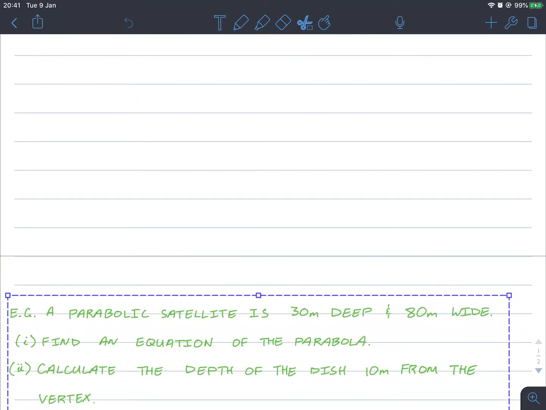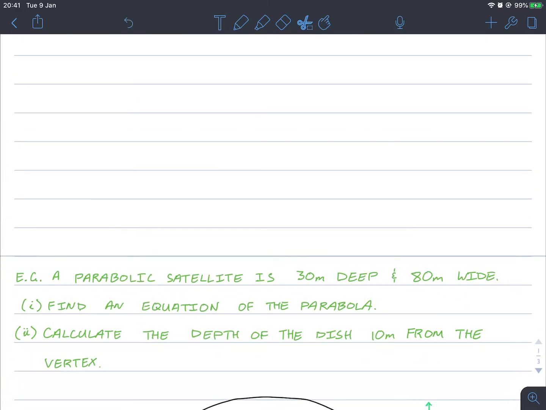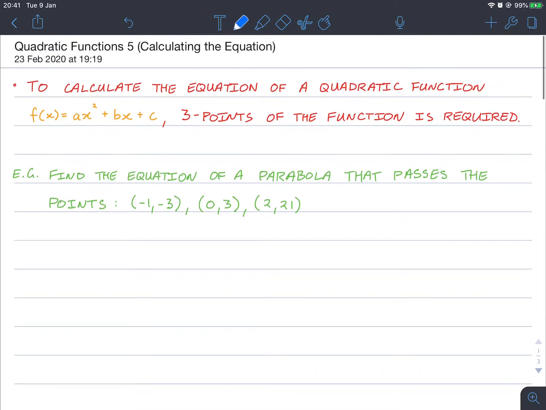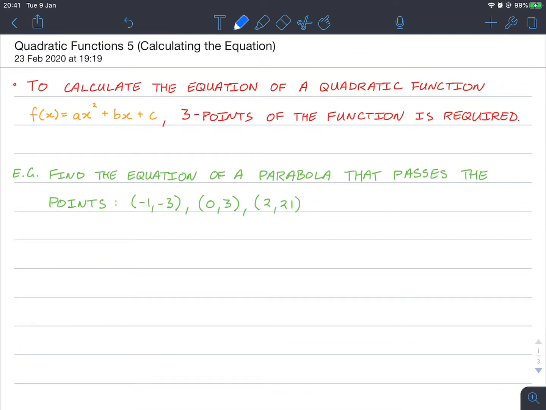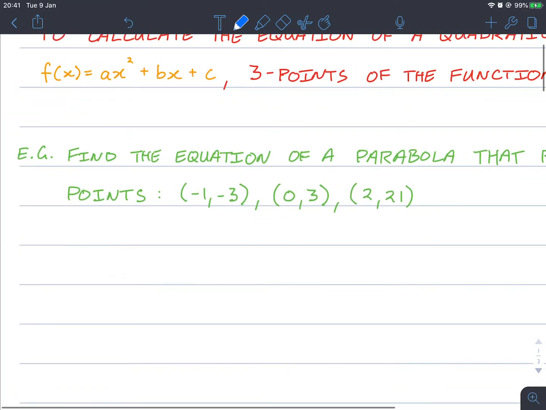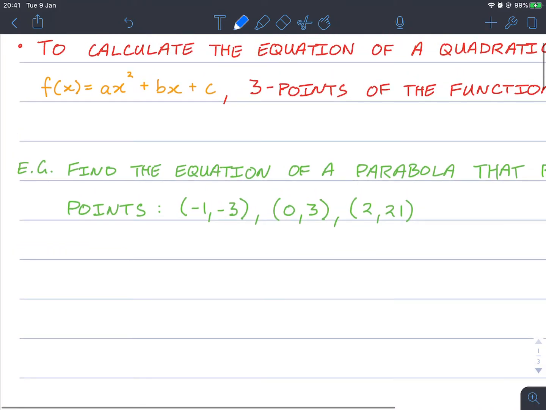This may be broken up into two videos depending on the length of the video. Here we go. Find the equation of a parabola that passes through the points (-1, -3), (0, 3), and (2, 21). First, we need to understand that our parabola is a quadratic function.